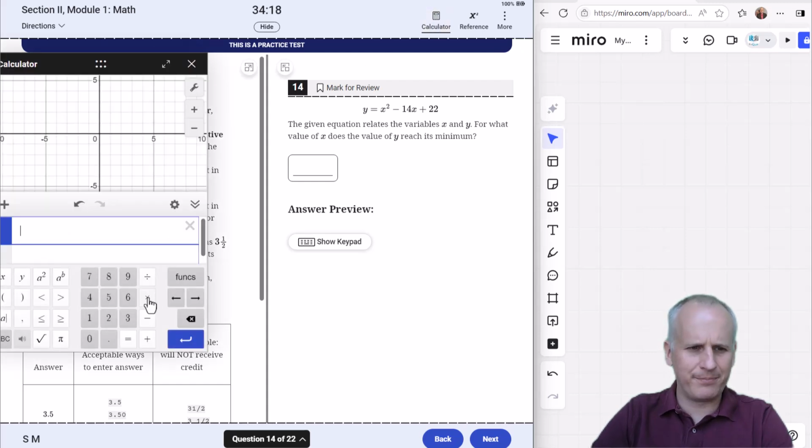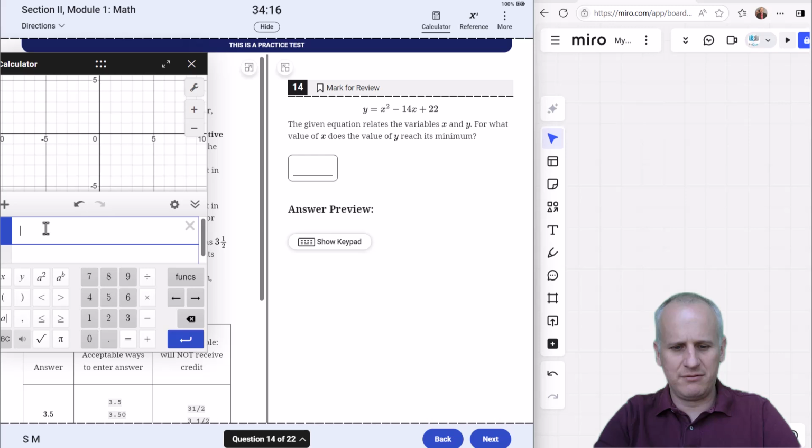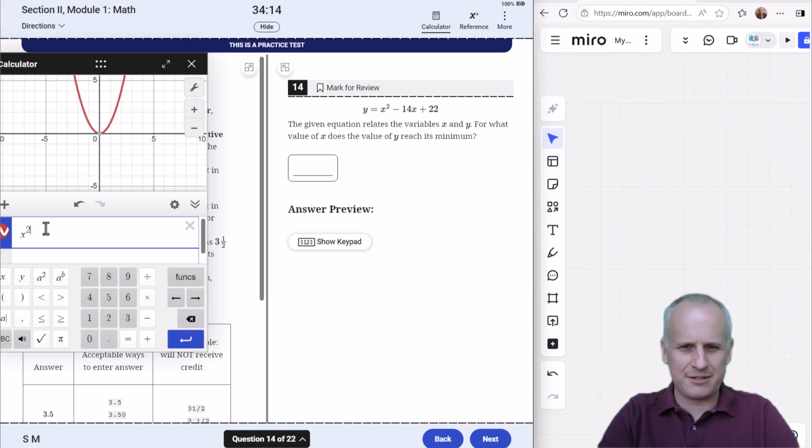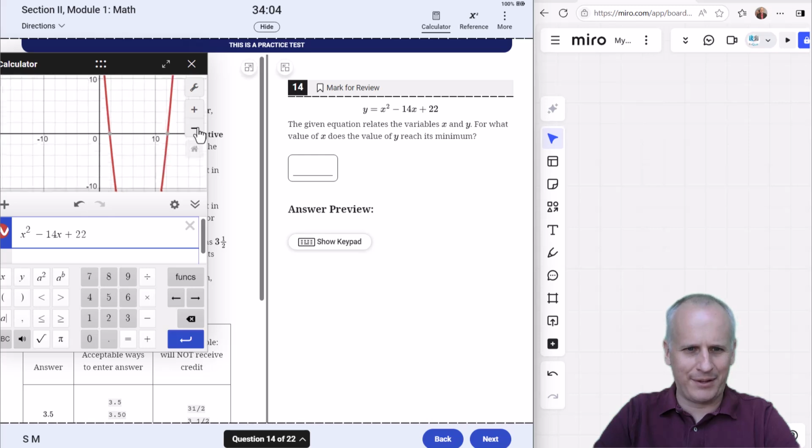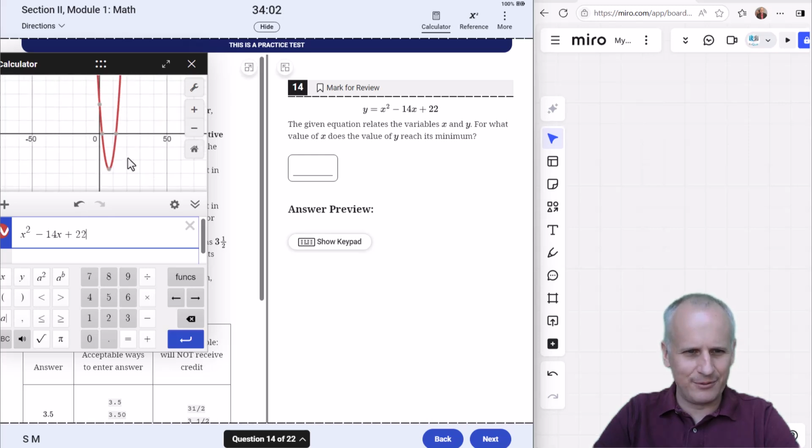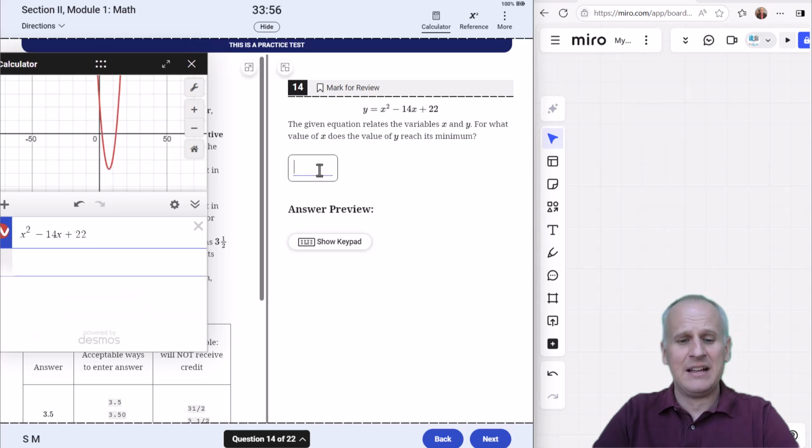What I want to do is just plug that equation into my Desmos calculator. I've got x squared, and I have to make sure I get out of the exponent, minus 14x plus 22. And then I've got these zoom out buttons. So there's my zoom out, and I can see that the minimum value of y is when x is 7. Don't overcomplicate this. I'm just going to put 7 right here.